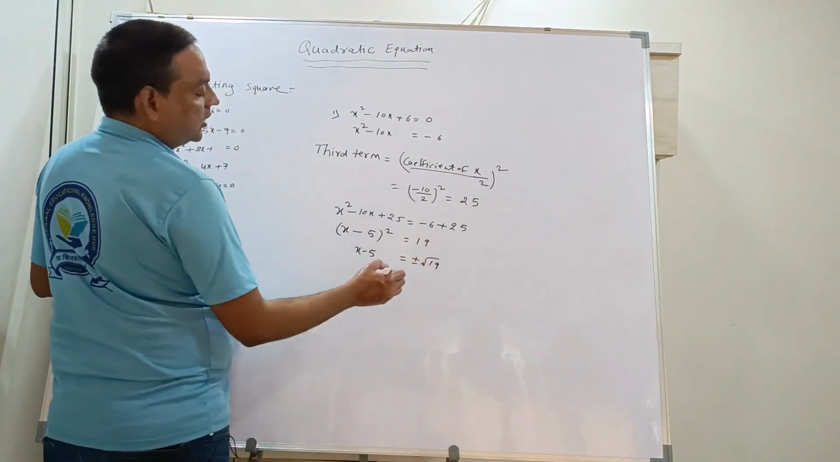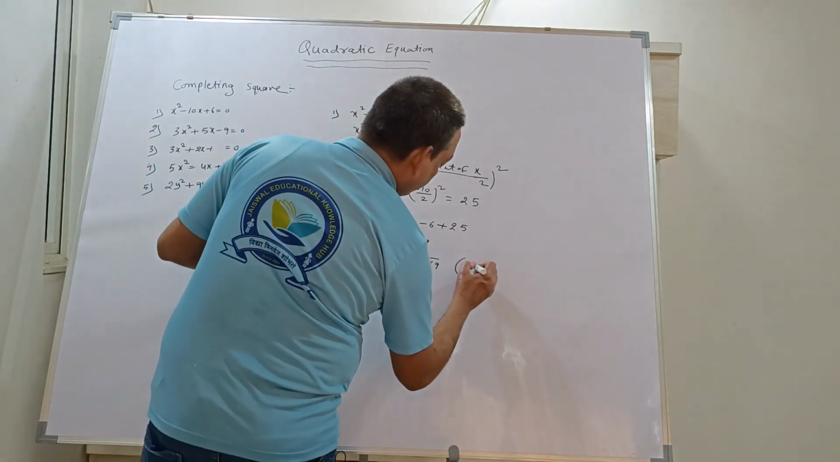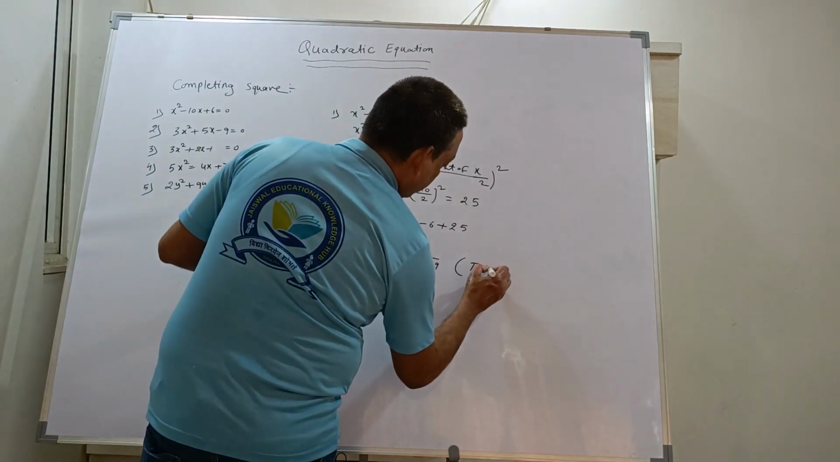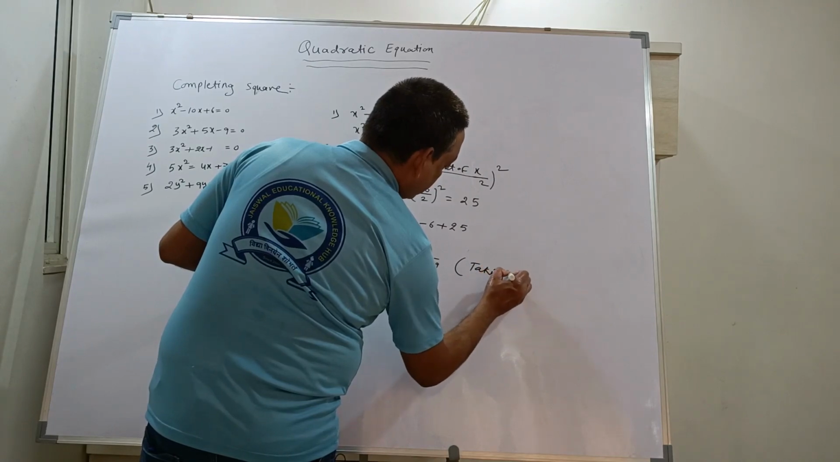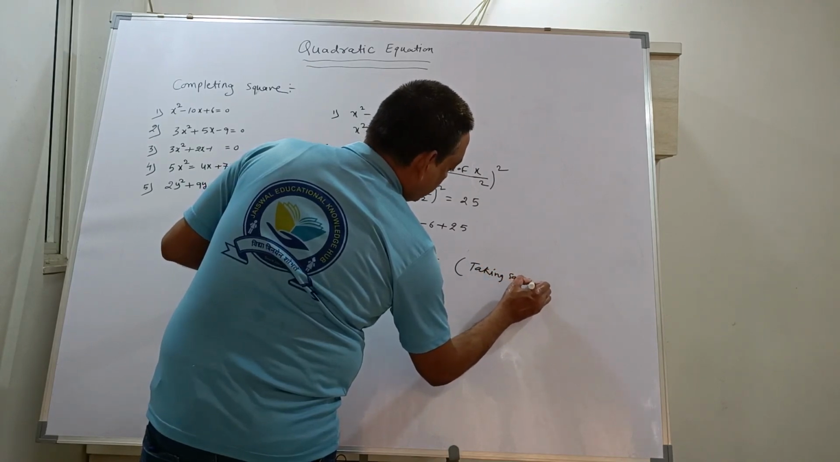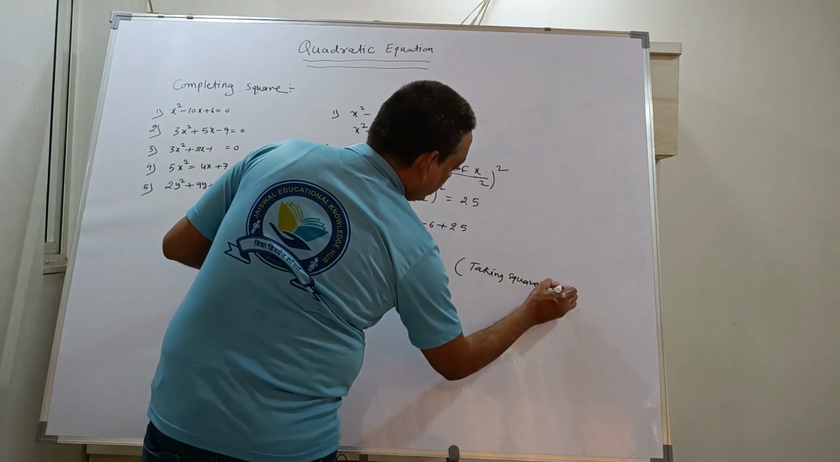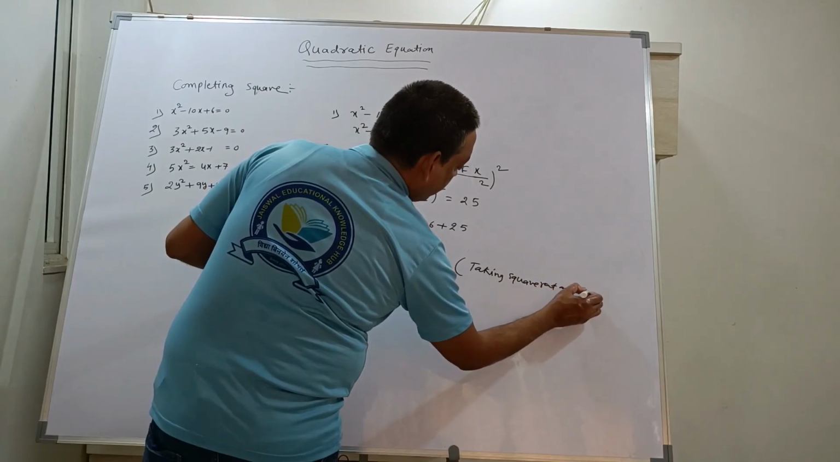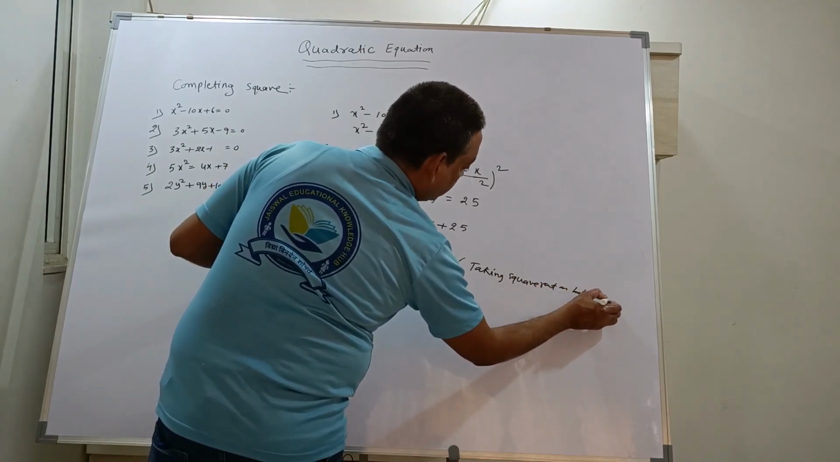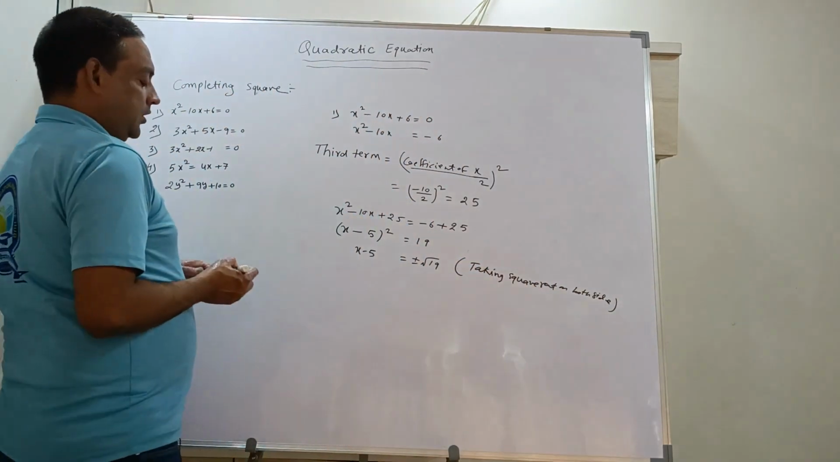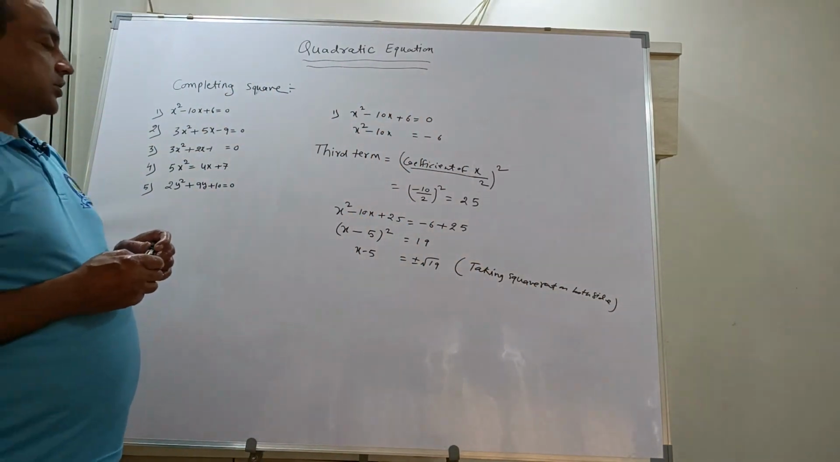How did we get this? By taking the square root on both sides. Sometimes we have to write this in the paper also. So taking the square root on both the sides.